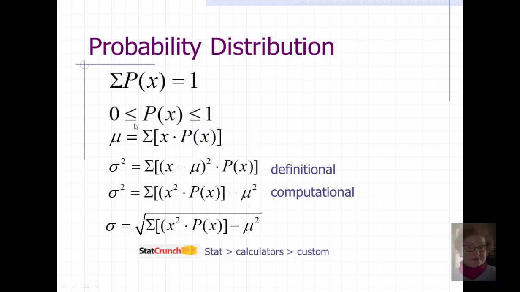And then our variation, we have two formulas for the variation. One is definitional, one is computational. But again, don't panic because we're going to use StatCrunch. Our standard deviation is going to be the square root of our variation. Now in StatCrunch, you're going to go to Stat, then Calculators, and then Custom. And I will show you how to do that in just a bit.